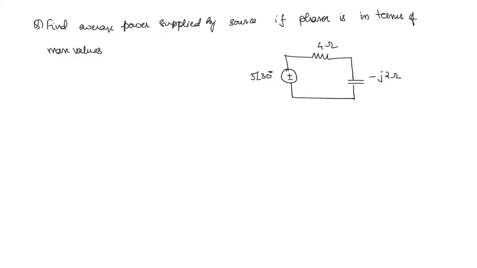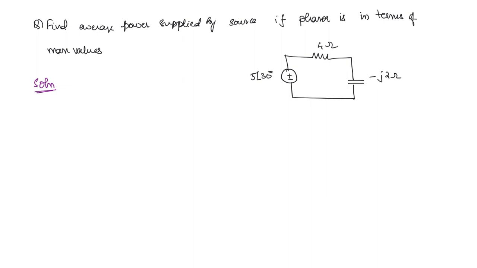So we'll do a few problems regarding the AC power. Find average power supplied by source if phasor is in terms of the maximum values. Okay. So that means not RMS but the maximum value. Now one suggestion I would give is always write your formula in the RMS terms only. And whatever maximum values are there, just convert it into the RMS.